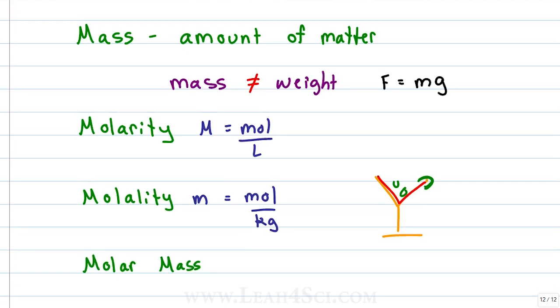Molar mass, as the name implies, is the mass, or the amount of matter, that a mole of something takes up, where a mole is a very large number, 6.02 times 10 to the 23rd. Molar mass is represented in units of grams per mole. Let's go ahead and break it down so we can see everything in more detail.